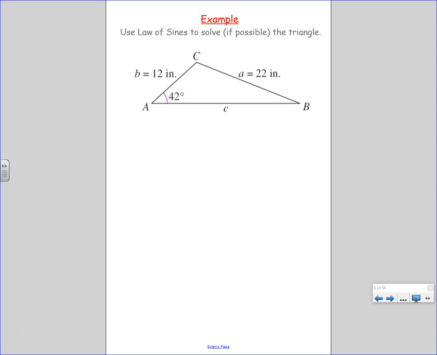So get your picture, get your example, and then start to plug into law of sines. If you don't have your calculator out, grab that out too, because we're going to be using them just like we were in section 6.1, part 1.